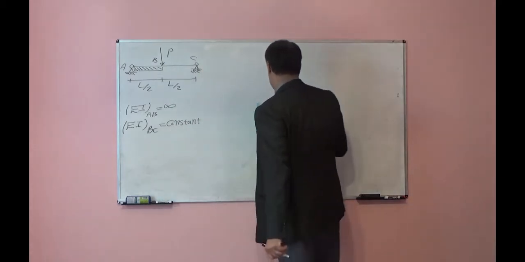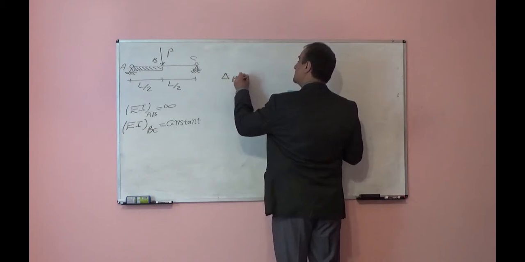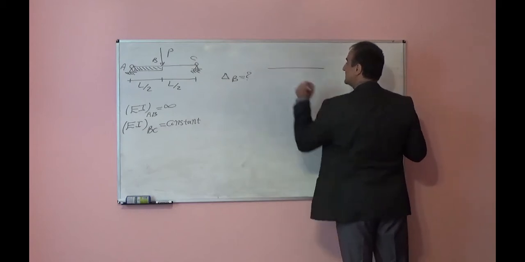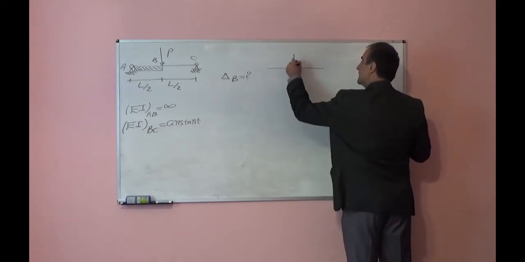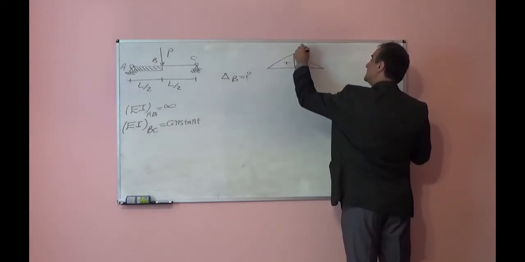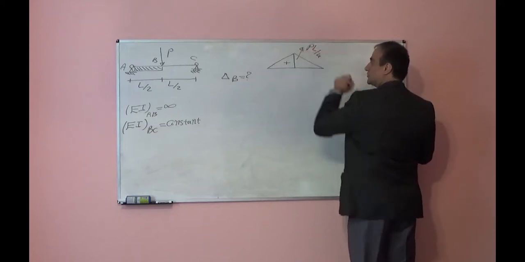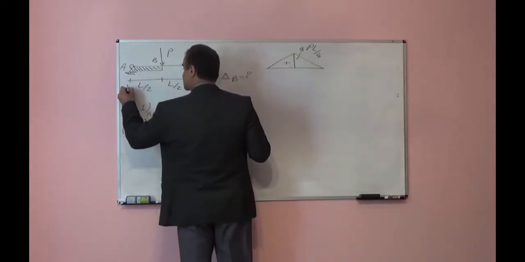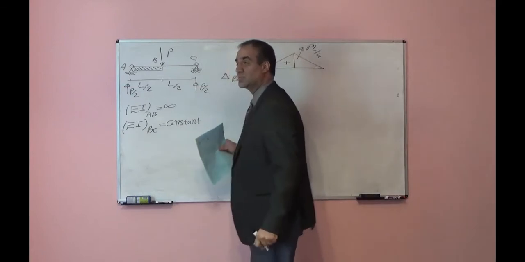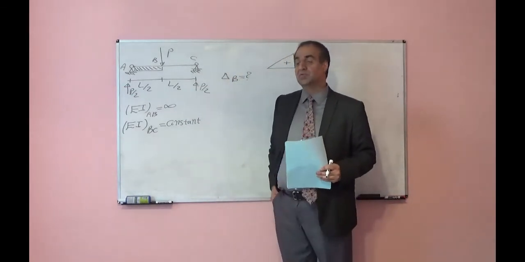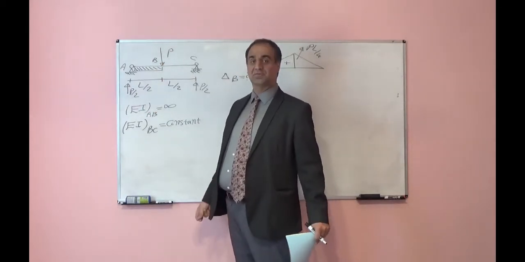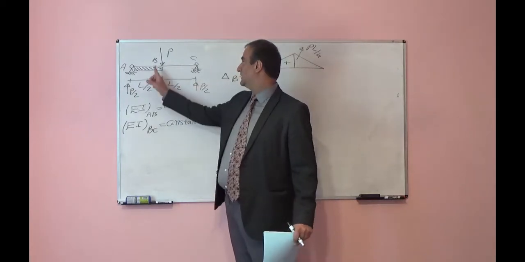We want to find deflection at point B. So using the virtual work method, first I will draw the moment diagram under real load. For a simply supported beam, moment will be positive and this will be PL over 4. Why? Because the reactions are P over 2, P over 2, it is a symmetrical system. You don't need to use an equilibrium equation, it is common sense. If I apply P, the contribution of each support will be half, P over 2, P over 2.